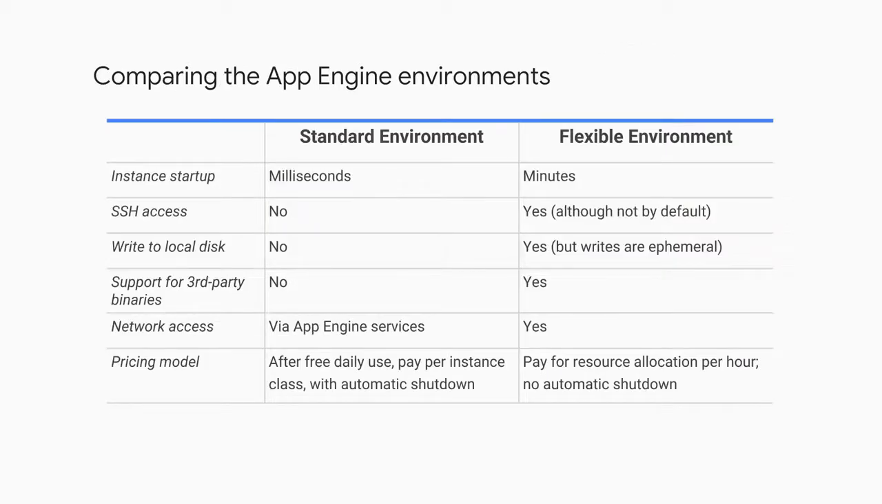Here's a side-by-side comparison of standard and flexible. Notice that standard environment starts up instances of your application faster, but that you get less access to the infrastructure in which your application runs. For example, flexible environment lets you SSH into the virtual machines on which your application runs. It lets you use local disk for scratch space, it lets you install third-party software, and it lets your application make calls to the network without going through App Engine. On the other hand, standard environment's billing can drop to 0 for a completely idle application.